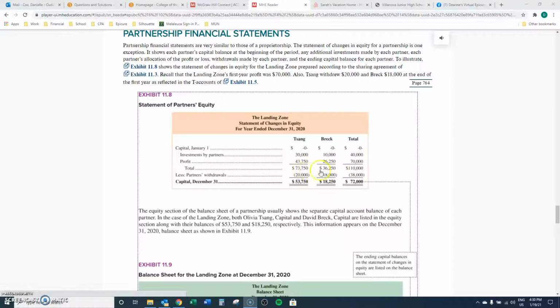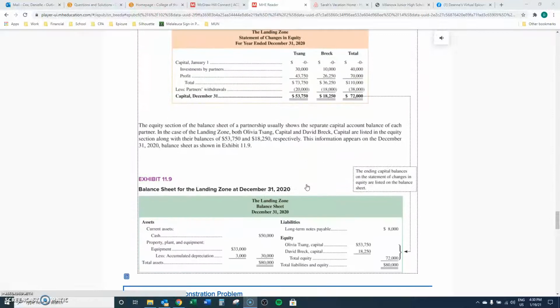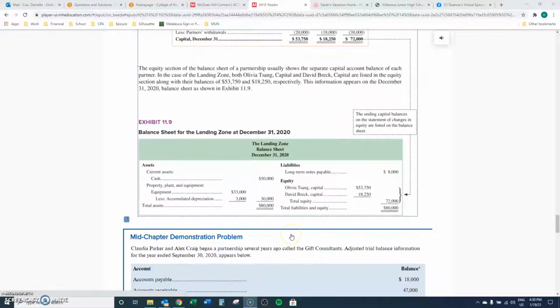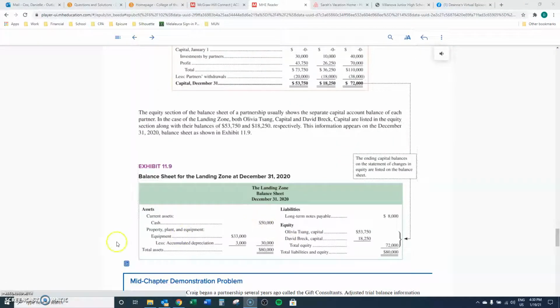So now we can show their total capital, but then they both had a withdrawal during the year, so then you show the withdrawal along with the total to show the capital balance as of the end of the year. The balance sheet would look the same as a proprietorship, except under equity you would have two separate capital accounts. You show them individually. Alright, so we're going to stop there. I'll come back in the next video because we're at the mid-chapter demonstration. So work through that, and then the next video will pick up right after.